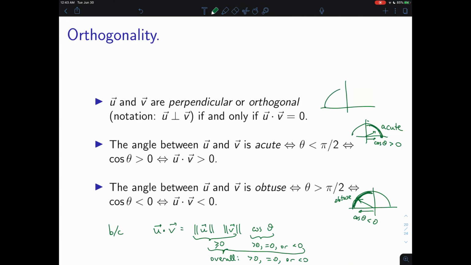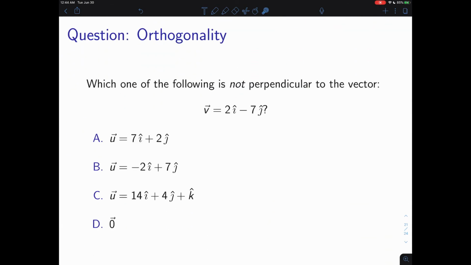And I guess I can draw a picture like this for right angles. If you want them to be perpendicular or orthogonal, that's what happens here. So that means that the cosine of theta is 0. And looking at our equation down here, if the cosine was 0, then the overall multiplication would be whatever times 0. You'd get a 0 result.